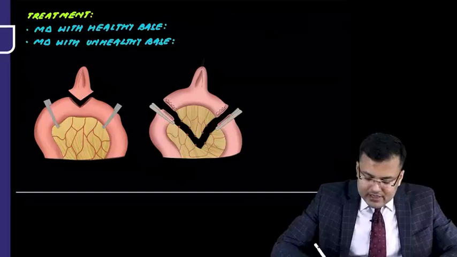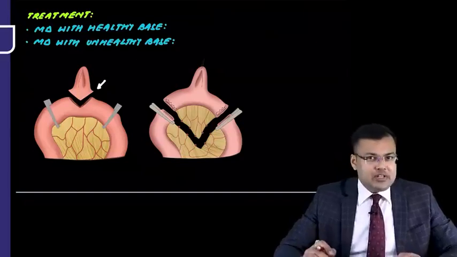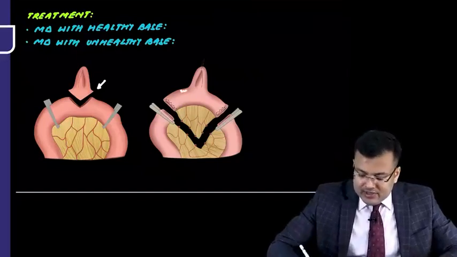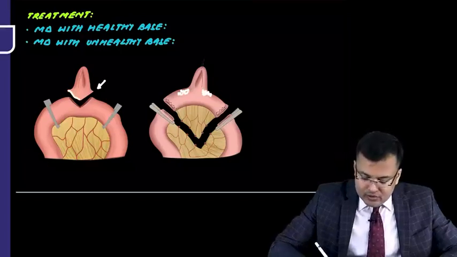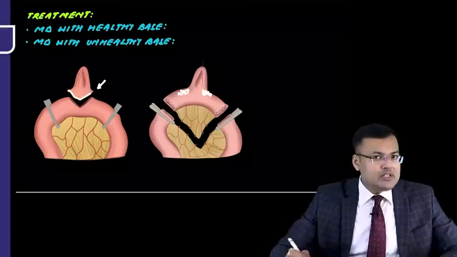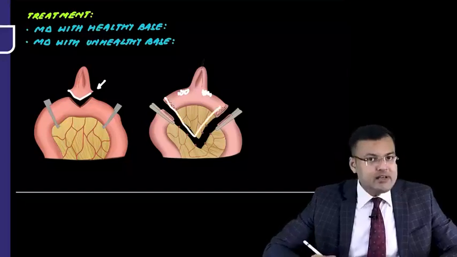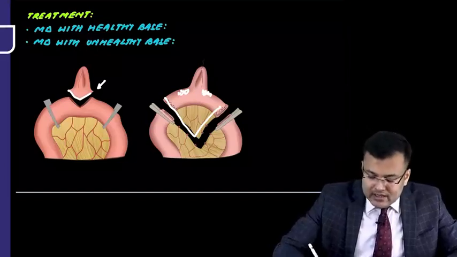One, Meckel's diverticulum with a healthy base, meaning there is no ulceration. And the other, Meckel's diverticulum with an unhealthy base, meaning near the base there is ulceration. If there is a healthy base, you are just going to excise the diverticulum. This is known as diverticulectomy. And if there is an unhealthy base, we go for resection and anastomosis.